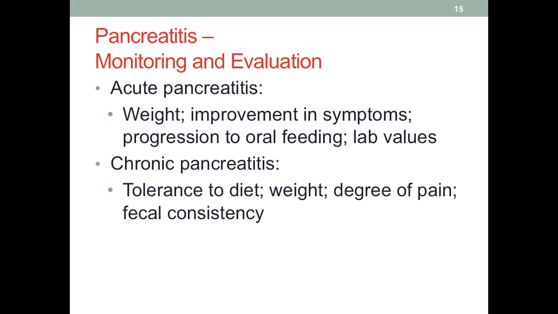For chronic pancreatitis, it is very similar. But since it is not as severe or life-threatening, we may not need to repeat the lab test quite as frequently. Of course, monitoring tolerance to diet, weight changes. Remember that we want to promote weight gain, and also look at if there are any symptoms as well as the fecal consistency. So we know if things are left undigested, we won't have absorption, and this would all be excreted in the feces.